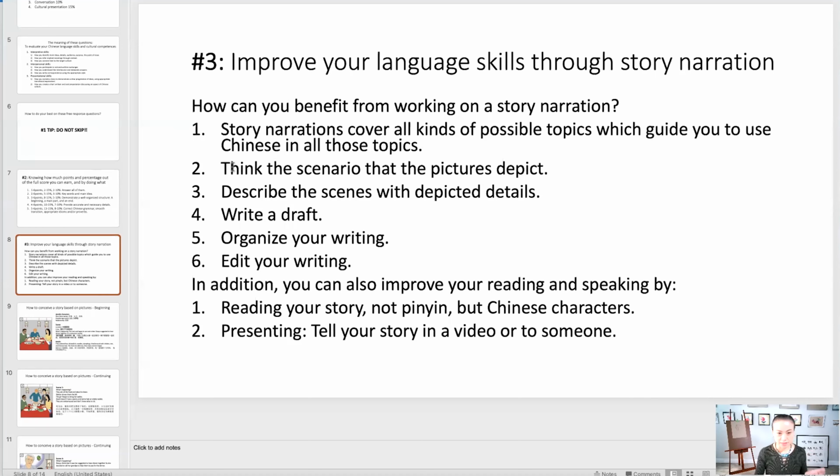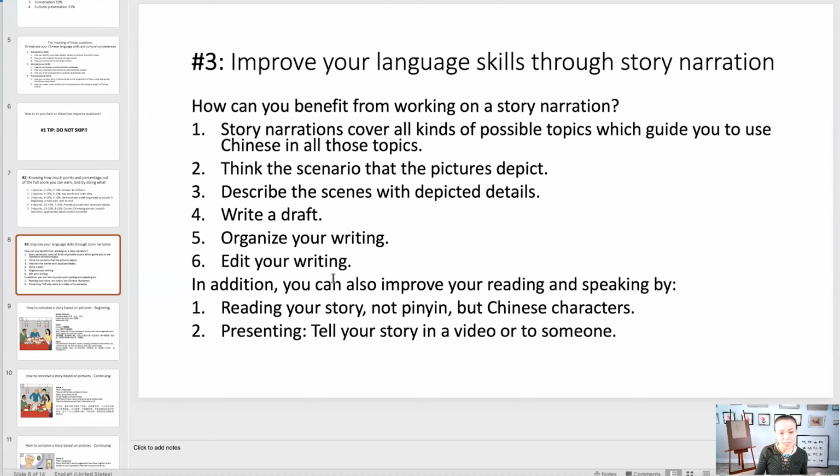Second is think about the scenarios that the pictures depict, because those pictures guide you, so you don't have to feel like you don't know what to talk about. They have the scenarios already depicted in the pictures. This is what you have to talk about. And then describe the scenes with the depicted details. And then you're going to try to quickly write a draft. And then you practice how to organize your writing and edit your writing.